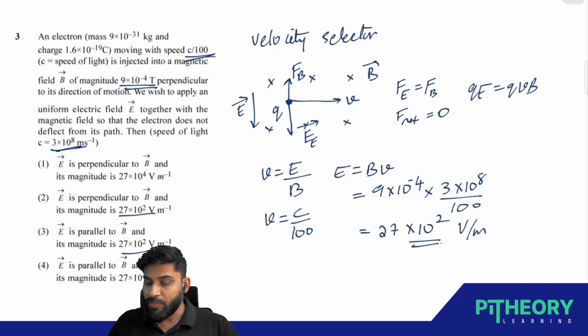Is E parallel to B or E perpendicular to B? Here we have the relation that E is actually perpendicular to B. We are applying the cross product of the electric and magnetic field. So the answer for this will be: E is perpendicular to B and its magnitude is 27 into 10 to the power 2.